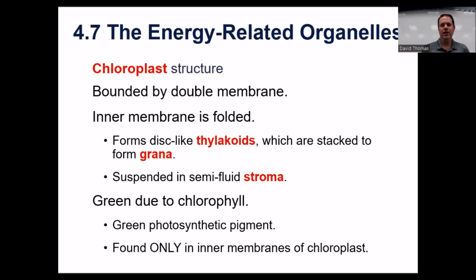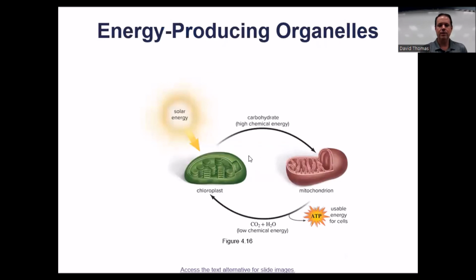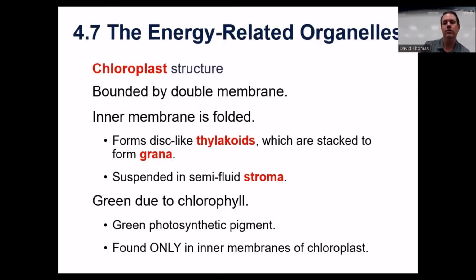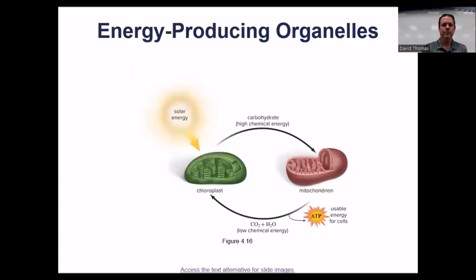Inside there is a fluid similar to the cytoplasm of a cell. You've got a semi-fluid on the inside of the chloroplast structure. That's called the stroma. Now these appear a greenish color, and even in the diagram you see that the chloroplast is color-coded green. That's because of the chlorophyll, which is a pigment. We'll talk about pigments later when we get to photosynthesis.